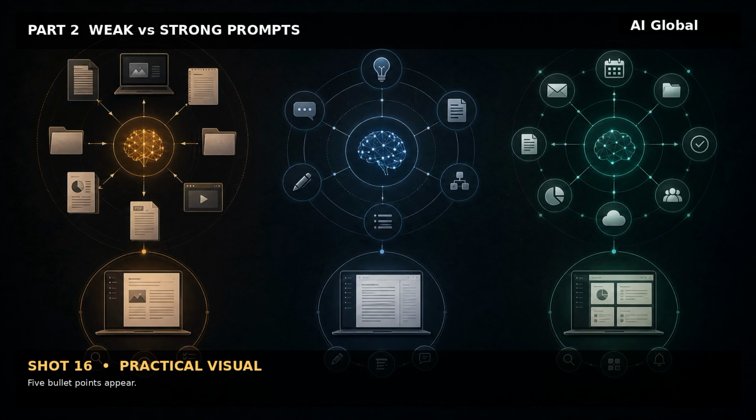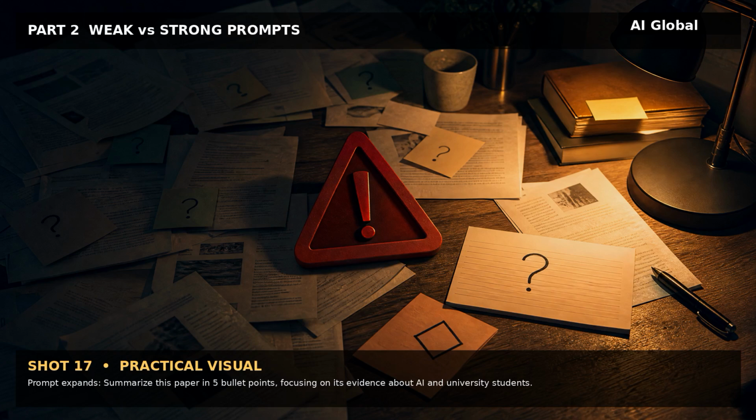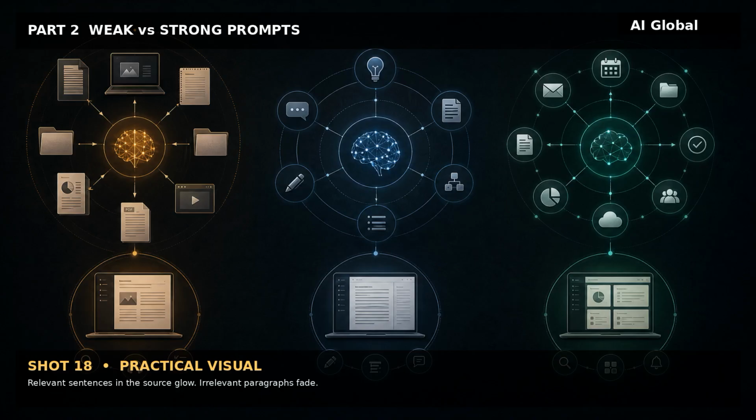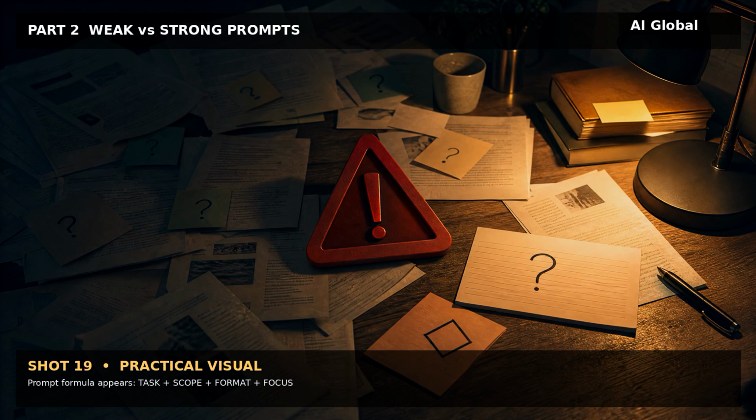Let's put this into practice. I'm going back to the notebook we created in the previous lesson, where we collected our PDF, website, YouTube source, Google Doc, and personal notes. This time, we're going to interrogate those sources. I'll begin with a very common beginner prompt. Summarize my sources. This isn't necessarily wrong, but notice how little direction we're giving NotebookLM.